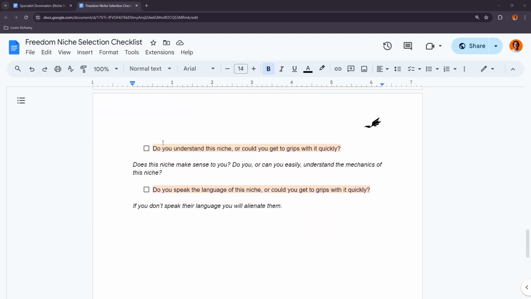The next one again is, do you understand this niche or could you get your grips with it quickly? Again, this is important. Of course, you'll have to understand the niche, but even if you don't, it is not a big issue because you can understand it with time. Do you speak the language of this niche or could you get your grips with it quickly? That's also one thing which I would recommend you try to tick. But if you cannot, that's not an issue anyway, because you can just learn everything with time, right?